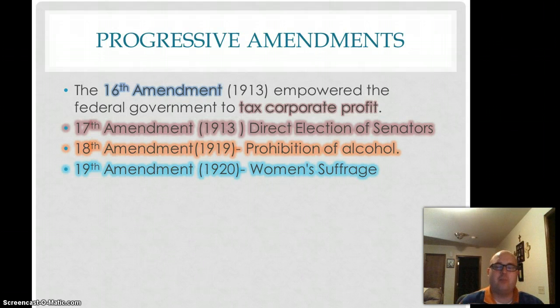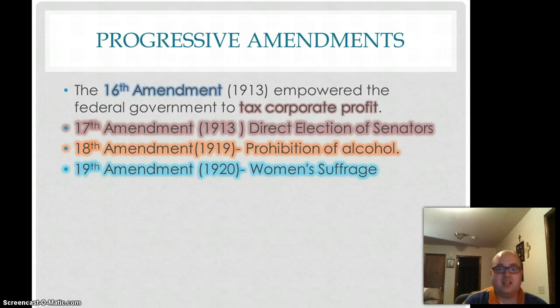We have several key amendments that were passed during the Progressive Era. The 16th Amendment is your income tax amendment. The 17th, which we talked about, is the direct election of senators, the most important Progressive Era reform, where we, the people of the United States, get to elect the senators.